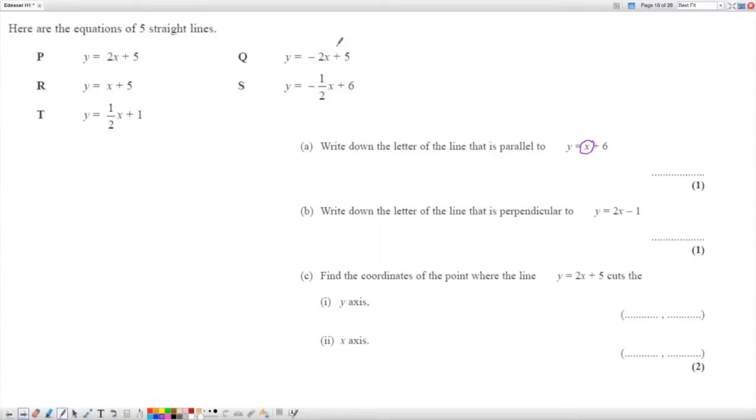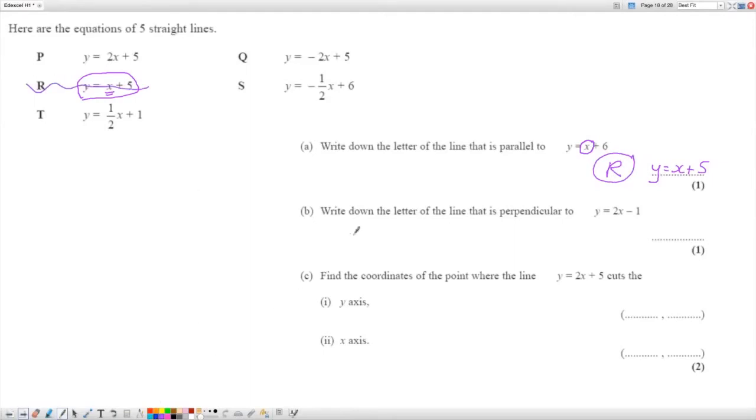So we've got to find something that's got the same: -2, -half, half. So here we have the same part for x. It doesn't matter about the 5 and the 6, it's the number in front of the x. So that's our equation, letter R. We can cross that one off, that won't be used again.